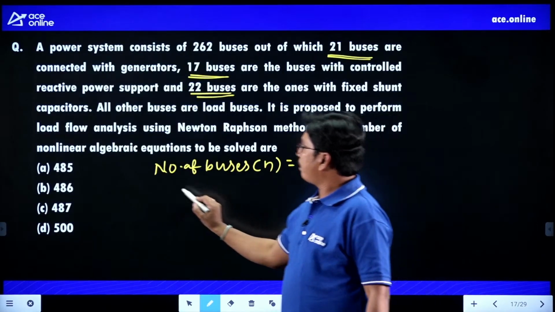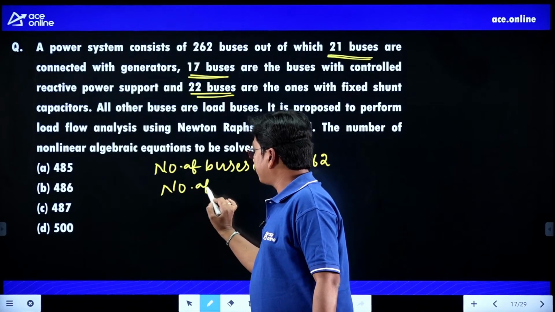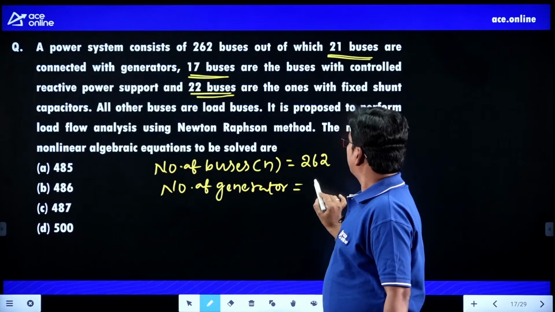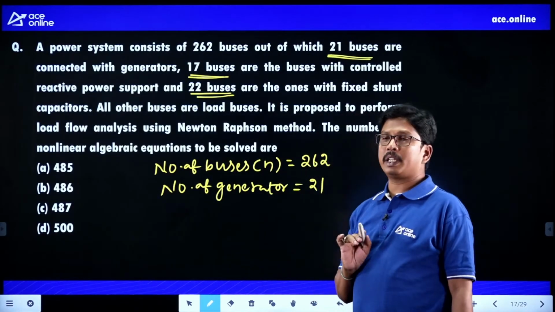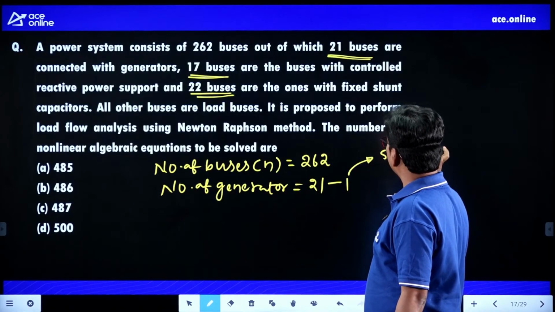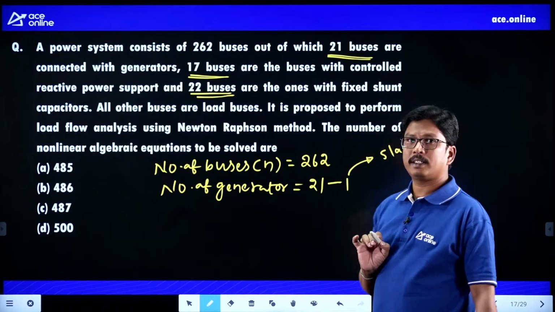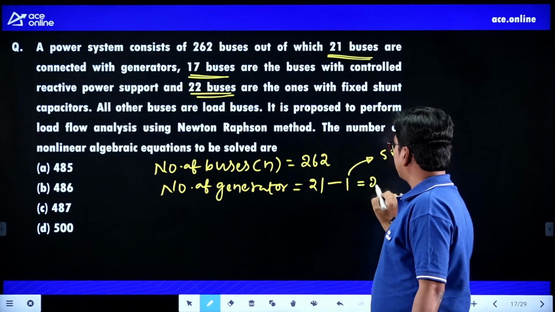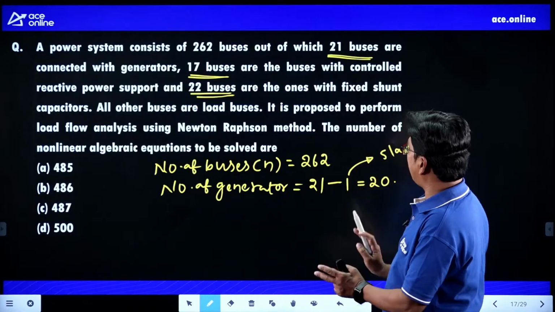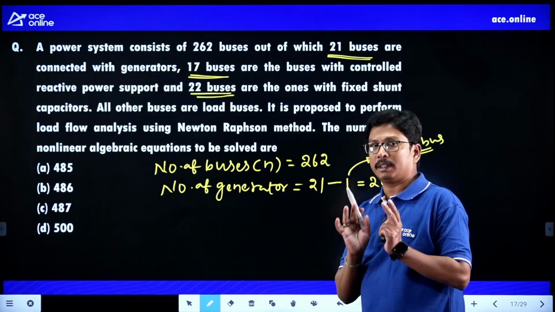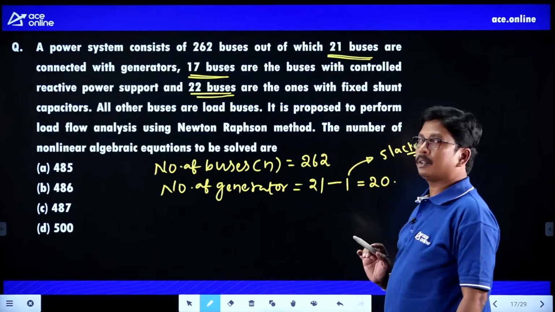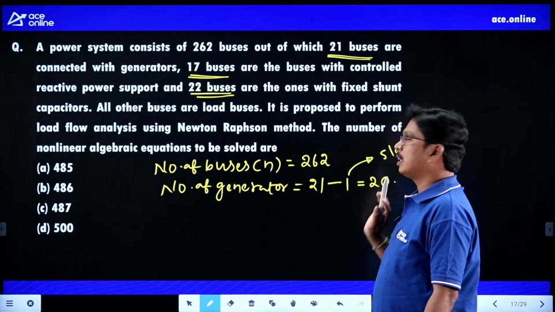So how many generators have they given? It should be 21. From this 21, remove 1, this 1 is for the slack bus. So how many generators are there? 20 generators. From the given data, the slack bus should be one of the generator buses, so one of the given 21 generator buses is taken, and the remaining generator buses are 20.